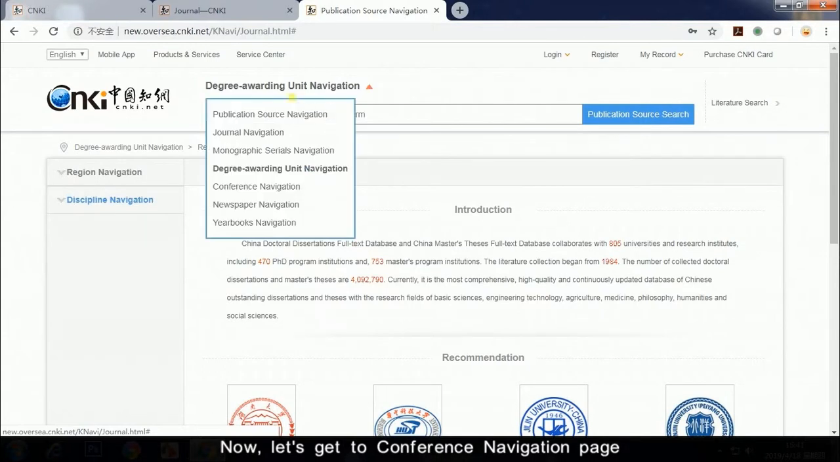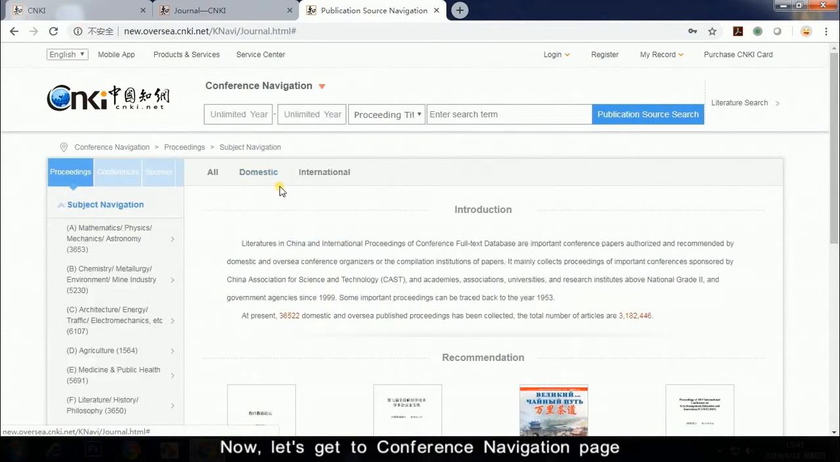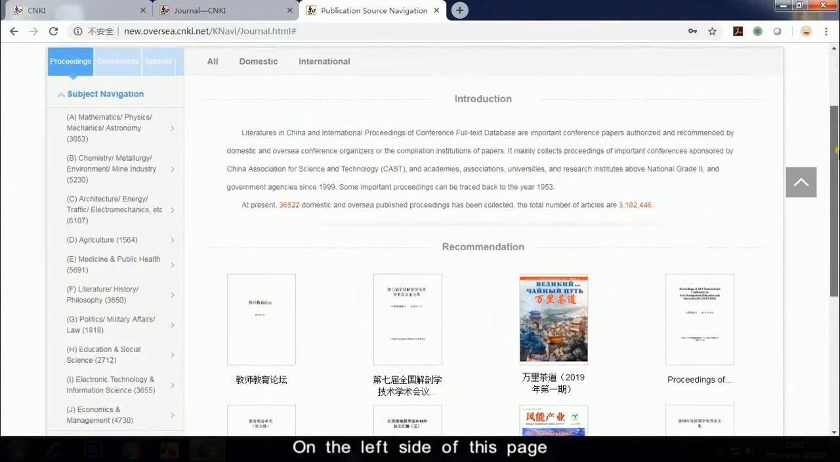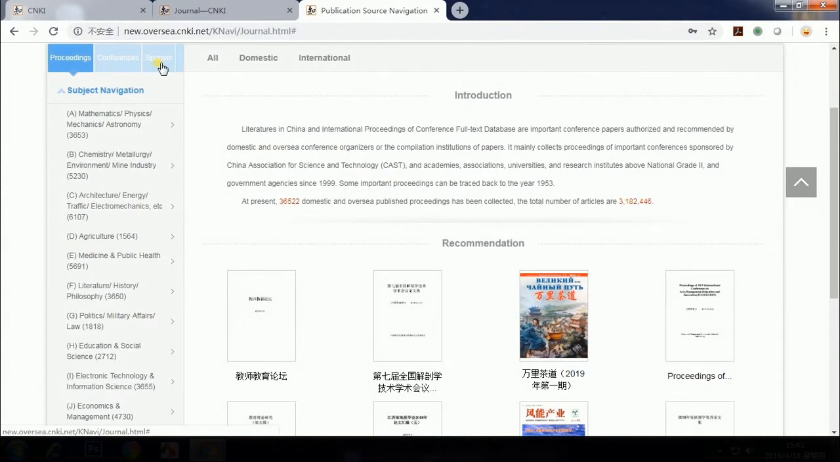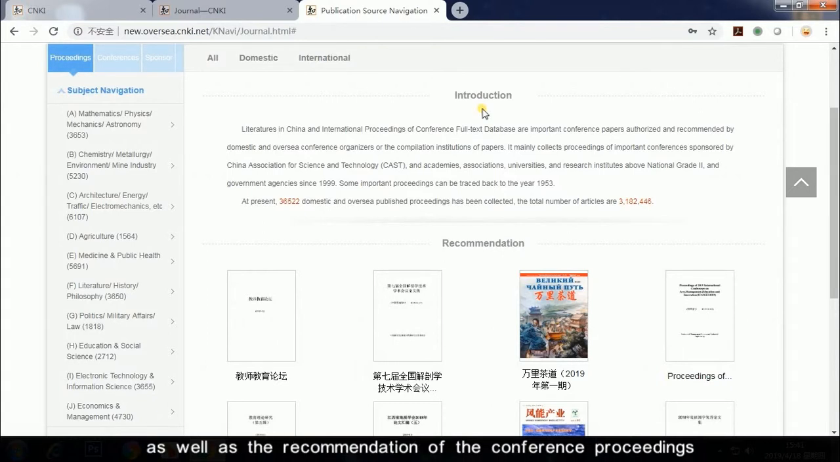Now, let's get to the conference navigation page. On the left side of this page, there are navigations on the proceedings, conferences, and the sponsor. On the top right side of the page, conferences are classified into domestic and international according to the places they were held. Under it is the introduction of the product, as well as the recommendation of the conference proceedings.